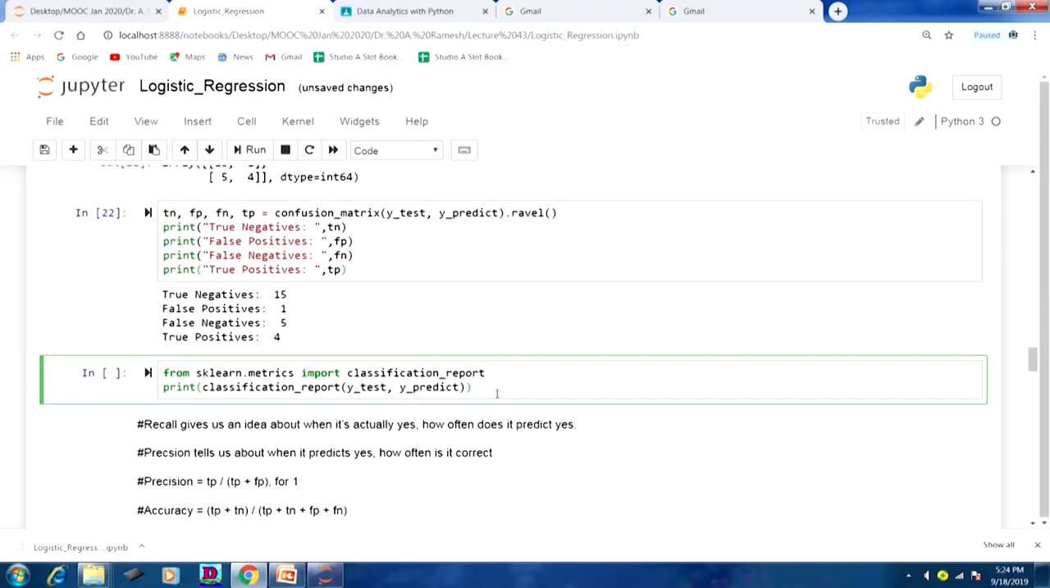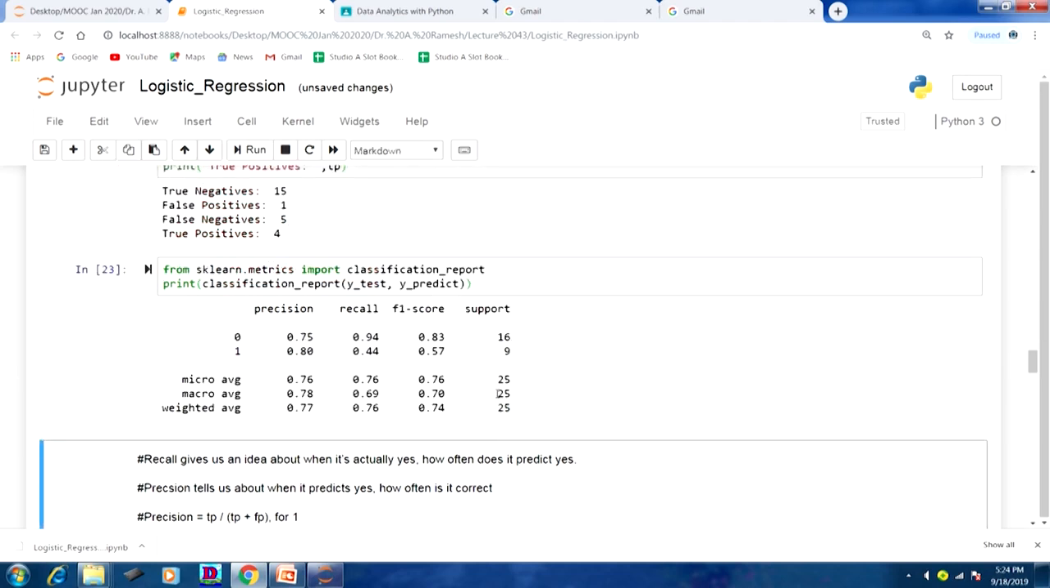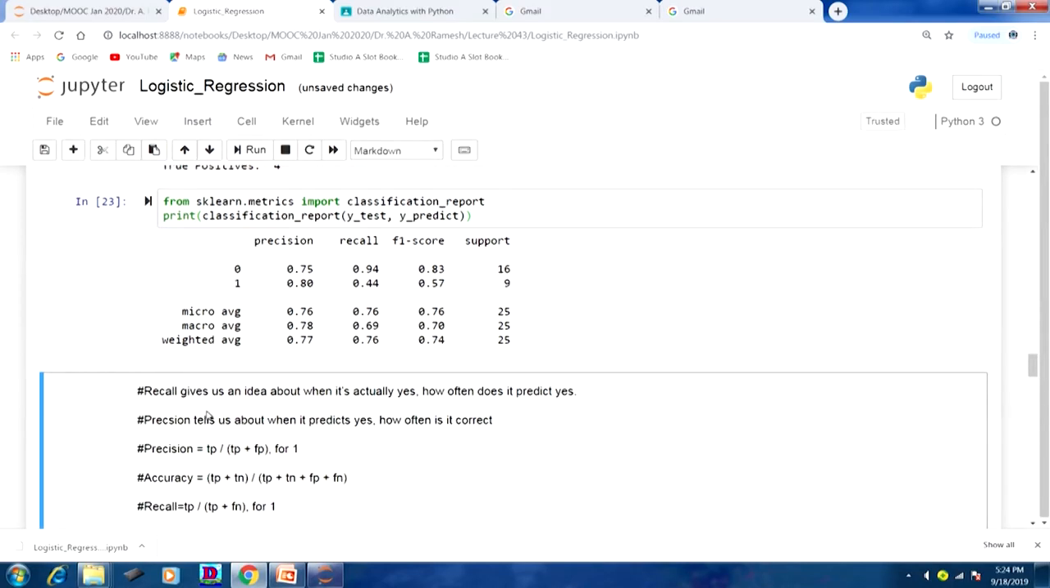Now, we will look at the classification report. The important things you have to remember are recall and support. The recall gives us an idea about what is actually yes and how often it predicts yes. The recall value for 1 is called sensitivity, and the recall value for 0 is called specificity. The precision tells us, when it predicts yes, how often it is correct. So, precision is true positive divided by true positive plus false positive for 1.